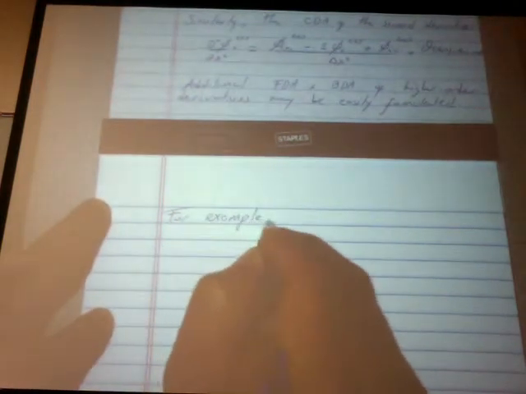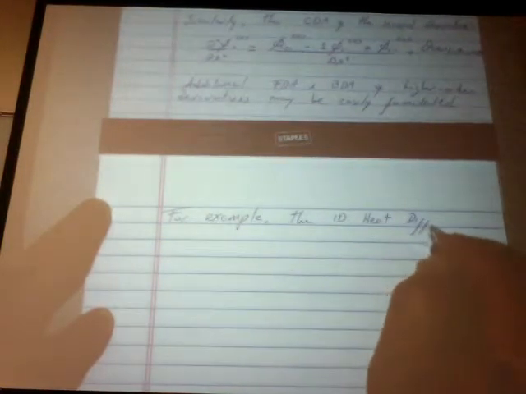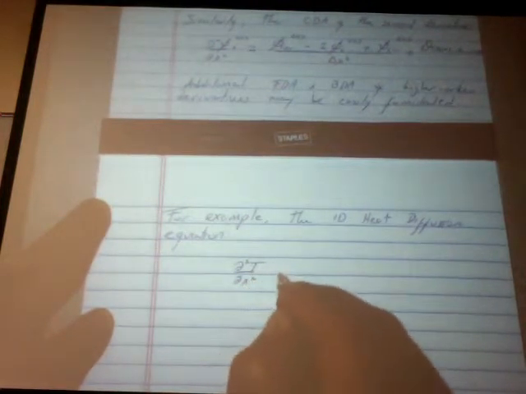So, for example, the 1D heat diffusion equation, let's say I'm going to make it constant coefficient, constant conductivity.